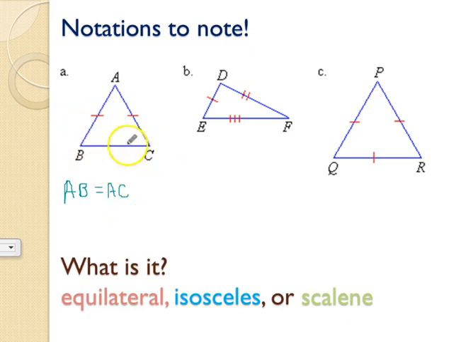Notice there is not a tick on side BC, so that would mean that BC does not have the same length as the other 2 sides in this triangle. Looking at this next triangle, I see this leg has 1, this leg has 2, this has 3. So none of these legs have the same number of ticks, so that would mean that all these sides have different lengths.